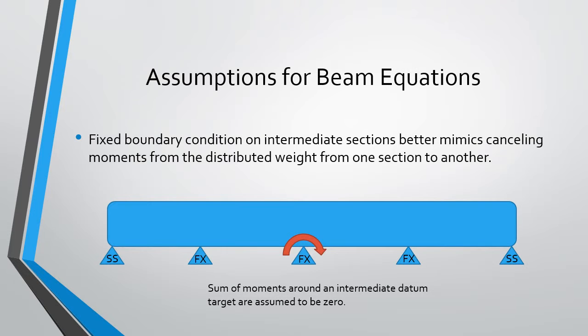The assumptions I've had to make to use these beam equations are that fixed boundary conditions on intermediate sections better mimic canceling moments from the distributed weight from one section to another. So the sum of the moments around an intermediate datum labeled Fx are assumed to be 0 because the distributed weights kind of cancel out each other, and then the ends of our beam are going to be simply supported.